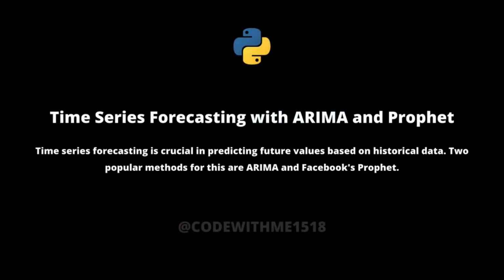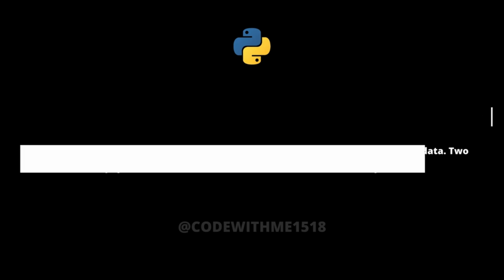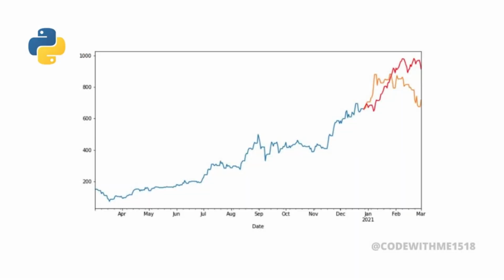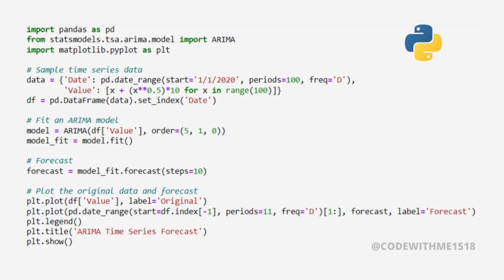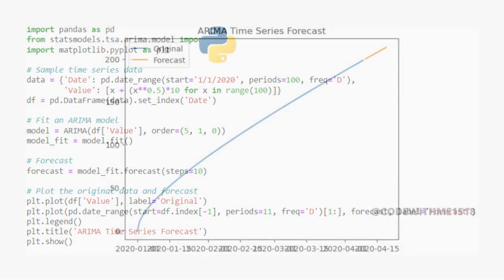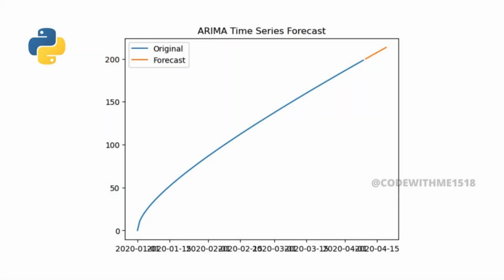Let's start with ARIMA. ARIMA, which stands for Autoregressive Integrated Moving Average, is a widely used forecasting technique. Here's how you can implement it in Python. In this plot, you can see the historical data in blue and the forecasted values in red. ARIMA is great for data with trends, but it can be complex to configure.